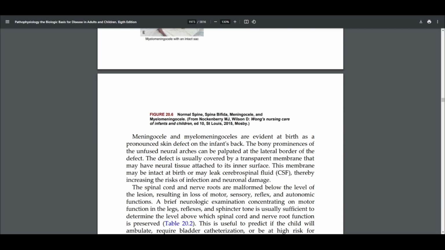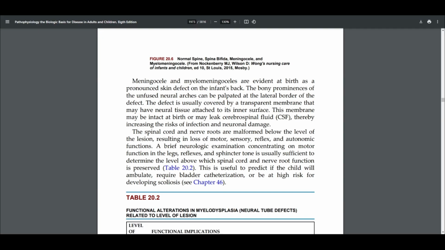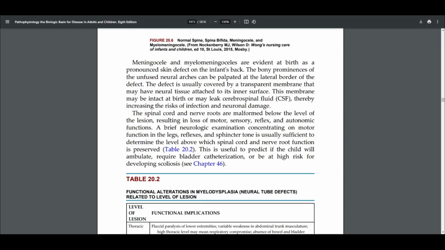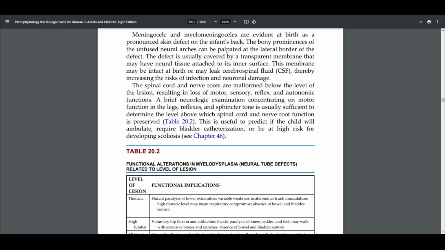Meningoceles and myelomeningoceles are evident at birth as pronounced skin defects on the infant's back. The bony prominence of the unfused neural arches can be palpated at the lateral border of the defect. The defect is usually covered by a transparent membrane that may have neural tissue attached to its inner surface. This membrane may be intact at birth or may leak cerebrospinal fluid, thereby increasing the risk of infection and neuronal damage. The spinal cord and nerve roots are malformed below the level of the lesion, resulting in a loss of motor, sensory, reflex, and autonomic function.